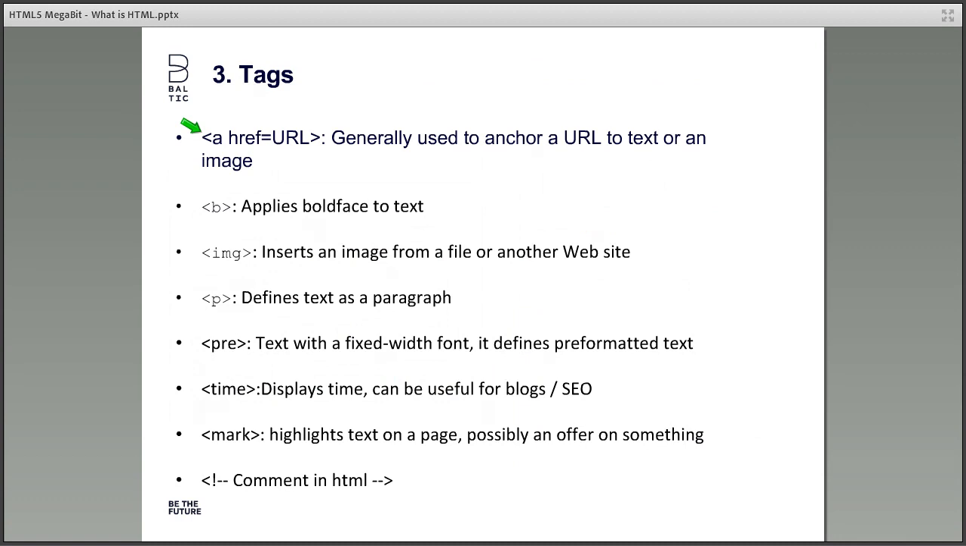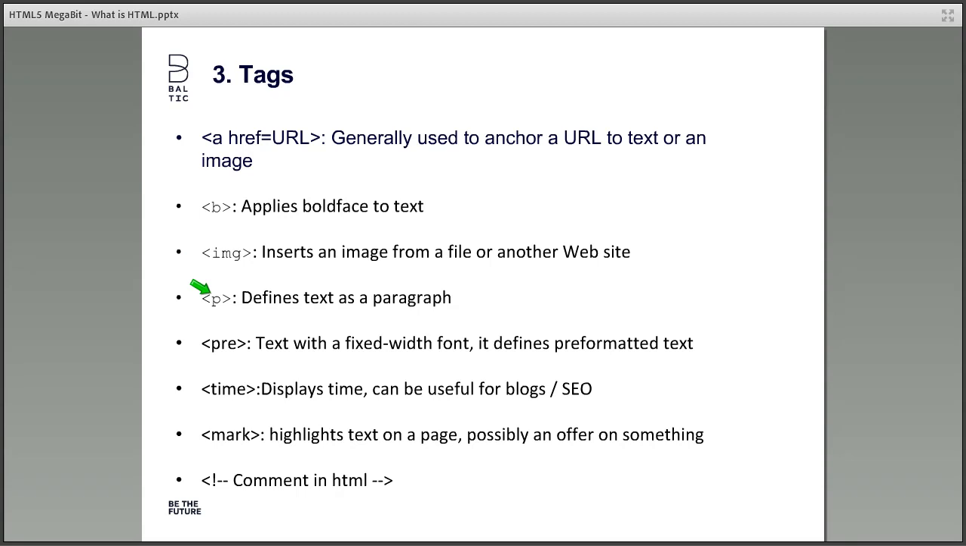So you can see there a href, and then we can put in our URL there. That's generally used to anchor a URL to text or an image. We've got B, so that applies boldface to text. We've got the image, so that inserts an image from a file or another website, so you can link it externally as well via a URL.